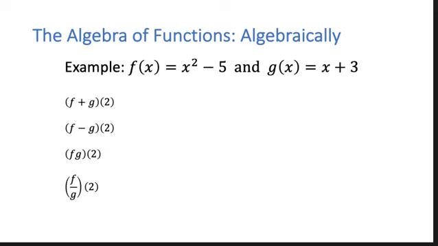So just like you would expect, and like we said before, f plus g of 2 is equal to f of 2 plus g of 2. So basically you're plugging 2 into the f function, plugging 2 into the g function. So f of 2 is equal to -1, g of 2 is equal to 5, and when we add those together, we get 4.